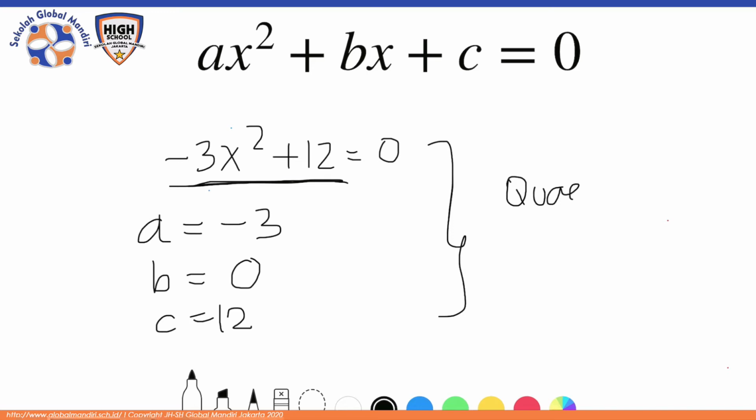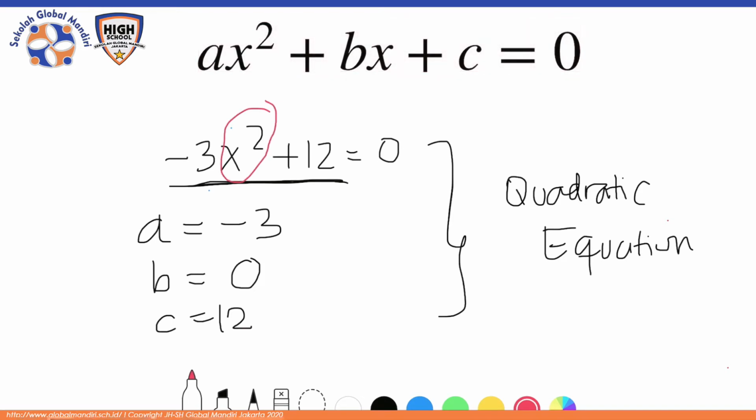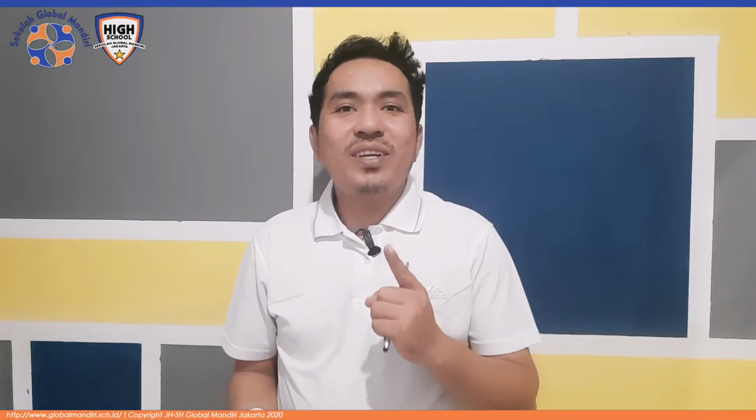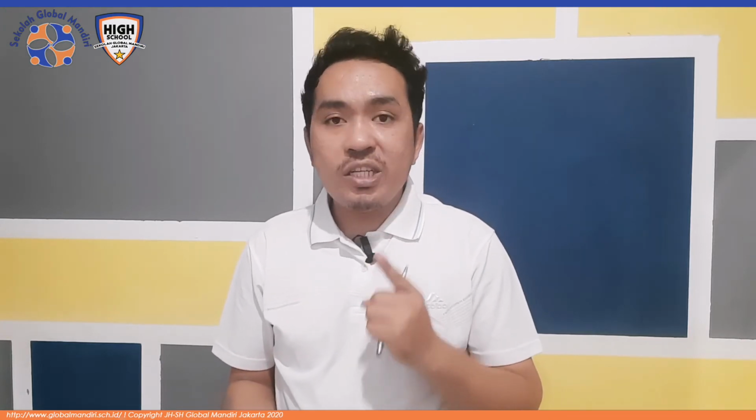Is it a quadratic equation? Yes, it is still a quadratic equation even if we don't have the b, simply because the highest exponent is 2. Sebagai catatan bahwa persamaan kuadrat atau quadratic equation adalah persamaan yang memiliki pangkat tertinggi 2 dan berbentuk ax kuadrat tambah bx tambah c sama dengan 0. So, that form is called quadratic equation form.